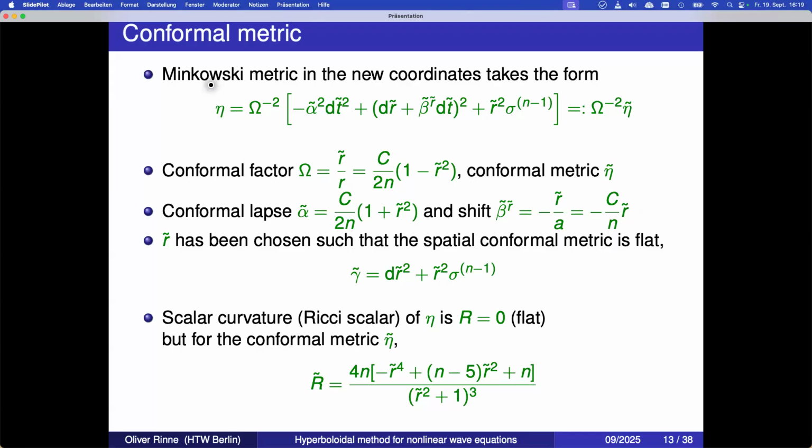So of course, because we have the Minkowski metric, the Ricci scalar of the Minkowski metric is 0. It's a flat metric. But the Ricci scalar of the conformal metric, of course, is not 0. And if you work it out, it comes out to be this expression. You can either do it basically brute force by computer algebra, or you can use the Gauss-Codazzi equations.